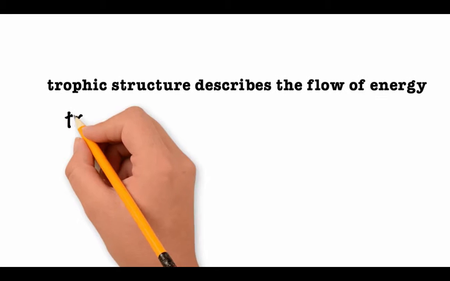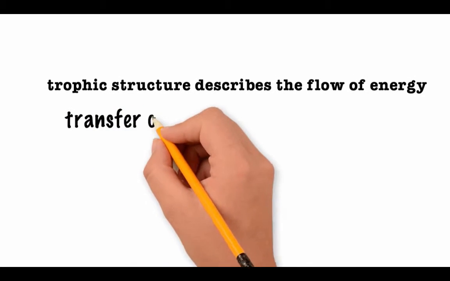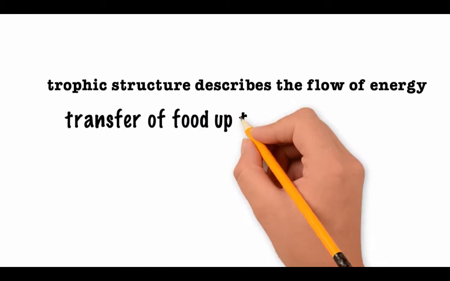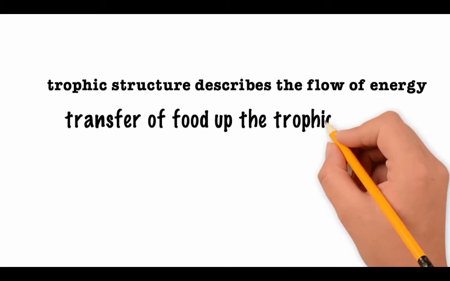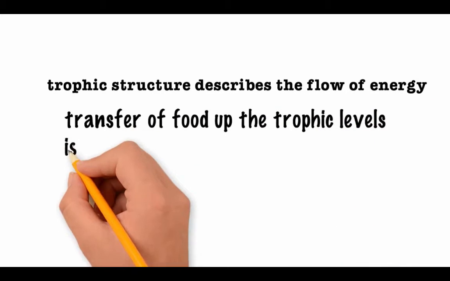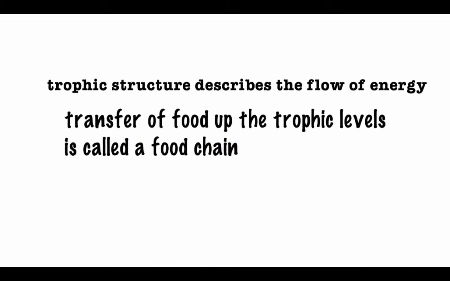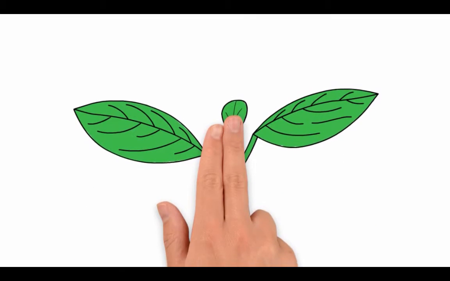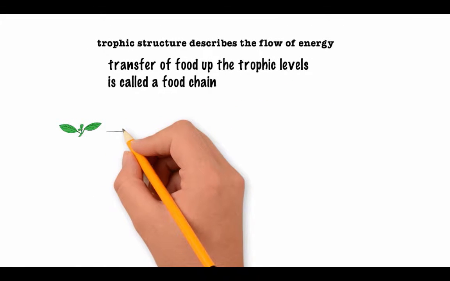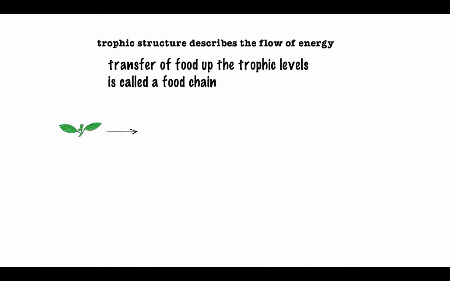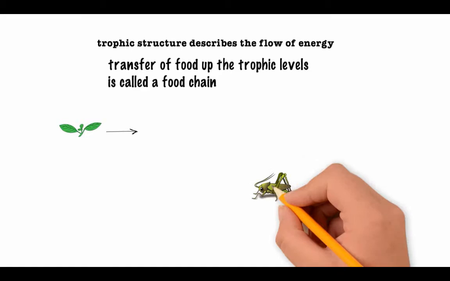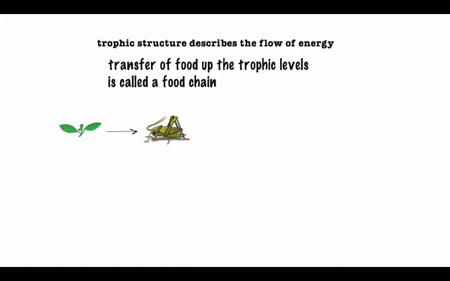Let's take a look at a sample food chain. The trophic structure describes the flow of energy. The transfer of food up the trophic levels is called a food chain. The first trophic level of the food chain captures the sun's energy using photosynthesis. The second trophic level is an animal that eats a plant, in this case a grasshopper.